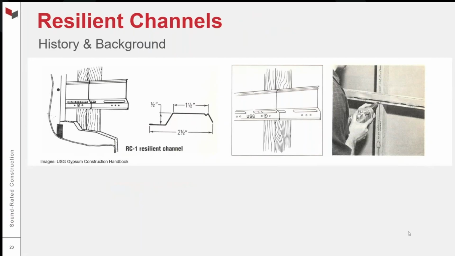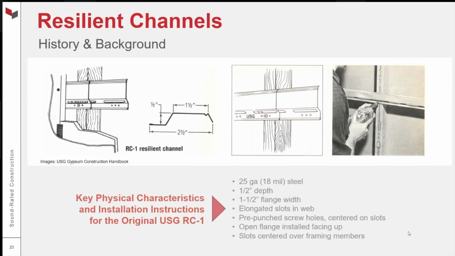I pulled some images from an old USG gypsum construction handbook. You can see what that resilient channel looked like. There's some illustrations here, a photo on the right. 1/2 inch depth, 1.5 inch flange width. You'll see that there were these long slots that were cut out of the web of the channel.